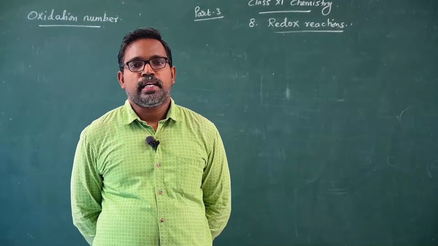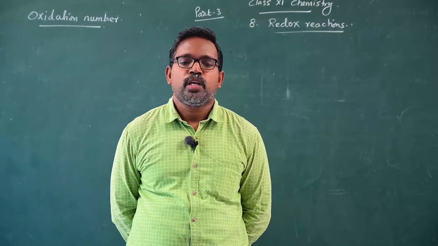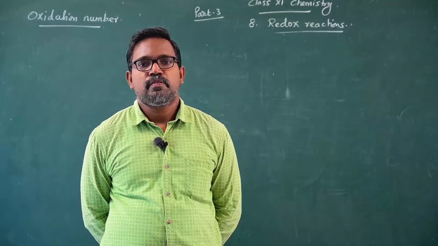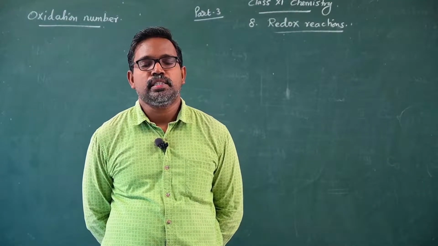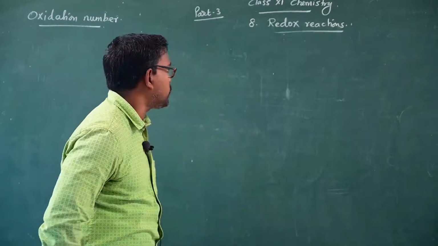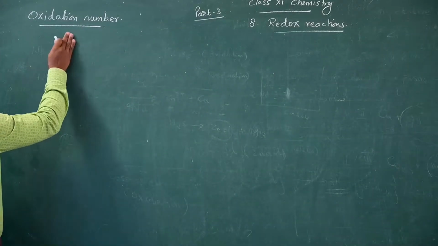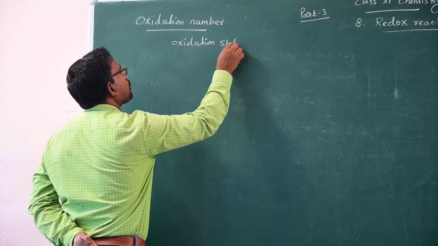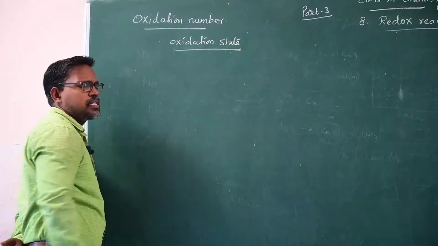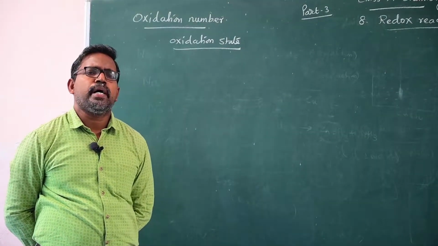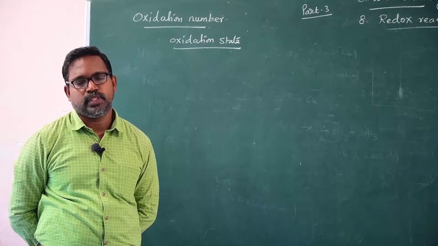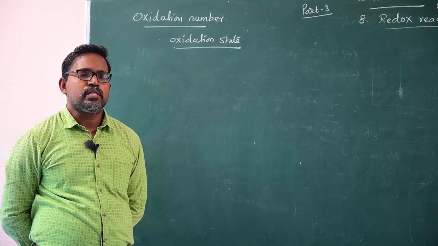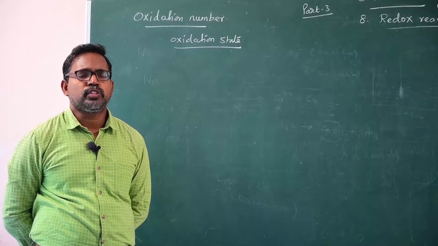So under redox reactions, today we are going to discuss the oxidation number concept of oxidation and reduction. First of all, you must know what is oxidation number or oxidation state. Oxidation number is otherwise known as oxidation state. Simply say, the residual or apparent charge possessed by an atom is called oxidation state.